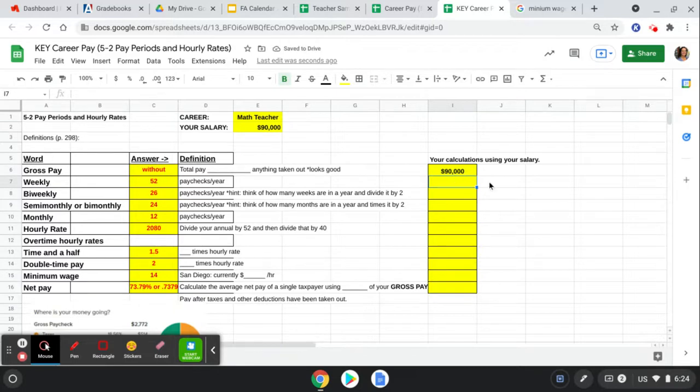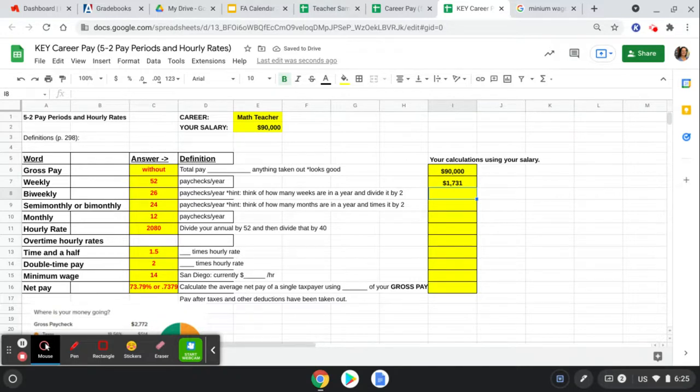Okay, your weekly pay is going to be to take that E2 and divide by 52 for weekly. So we tell it equals E2 divided by 52. So you can see my formula, type yours in, hit enter.